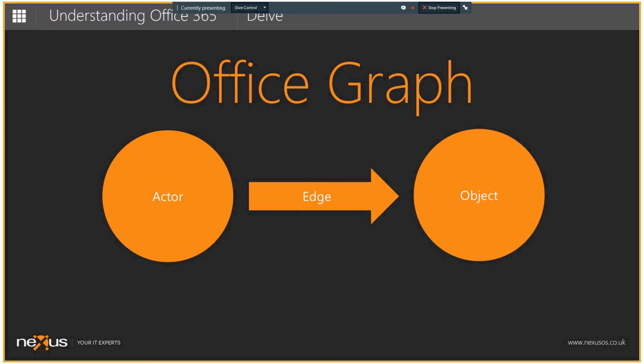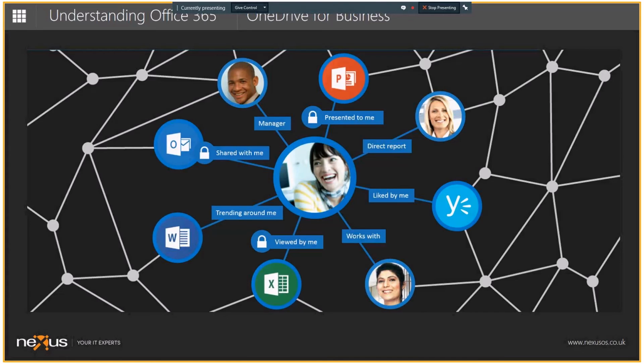The edge is the interaction with the object. And to give you a bit more of a worldly example over here, the actor over here in the middle, the edge is the actual interaction she's having with the object. So we can have Anna in the middle over here, and her interaction with a Word document is that she viewed the Excel document over there, or that she's worked with another person, or that somebody's presented something to her.